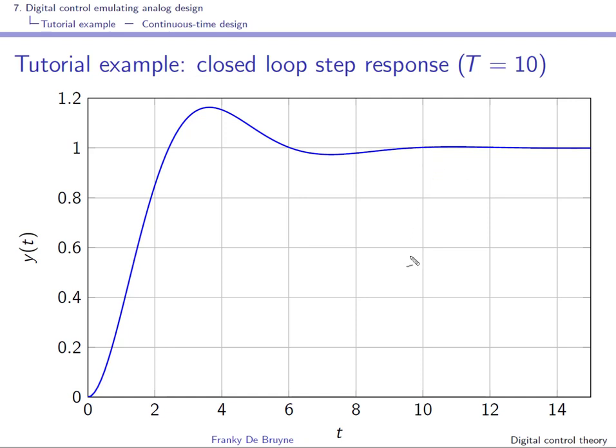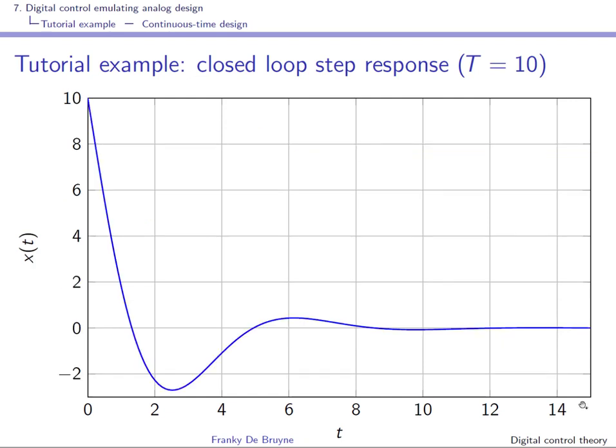You can see here that the settling time is indeed approximately 10 seconds and that the overshoot is around 17%. And of course you should also have a look at the output of the controller, so the controller energy, and this is the plot that you obtain.